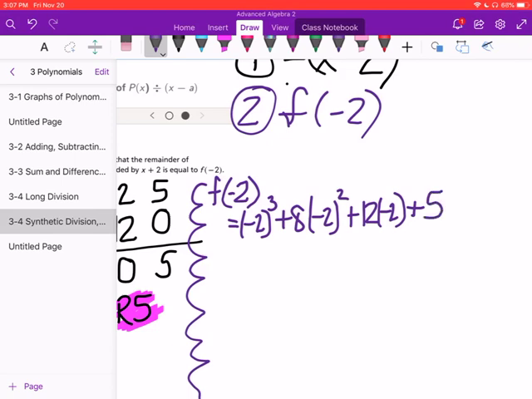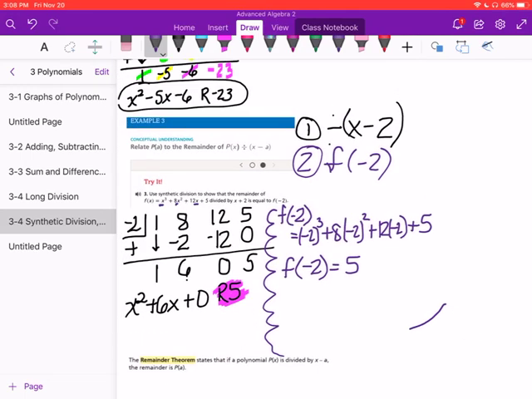All right, that is not something I can do in my head. I definitely want to grab my calculator, so I'm going to go grab my calculator, type all of that in, and when I type it in, I'm going to get that f of negative 2 equals 5. Wait a minute. That's the same thing as the remainder.